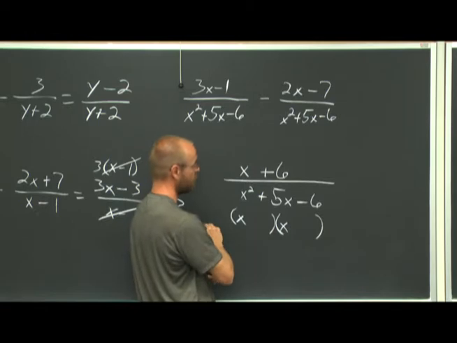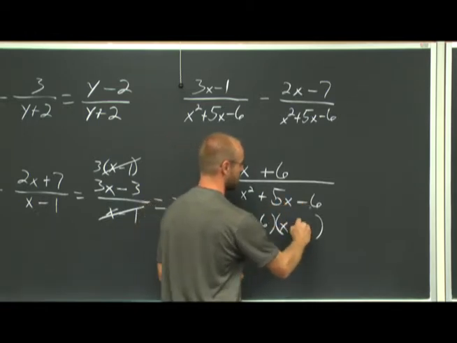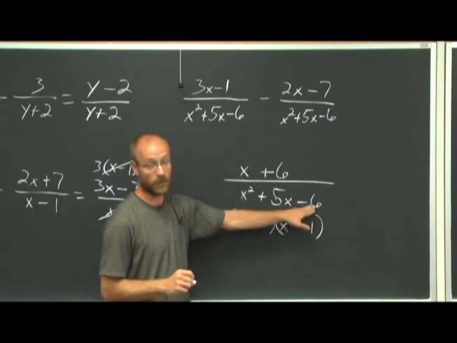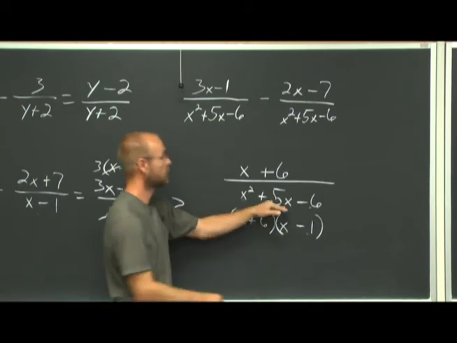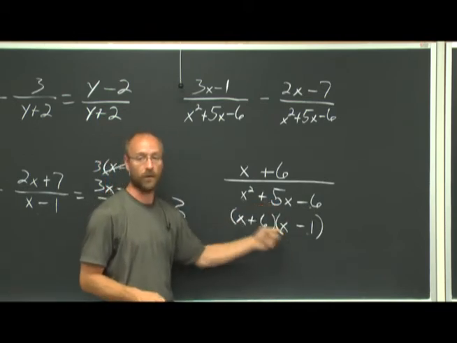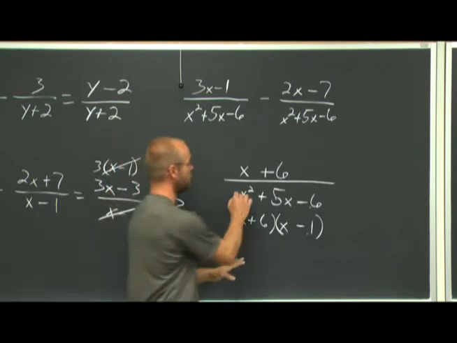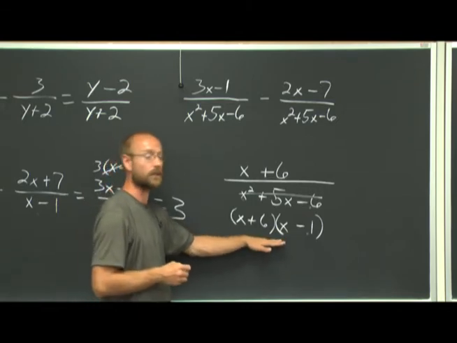x times x is x squared. And the factors of negative 6 that sum to 5 are positive 6 and negative 1. 6 times negative 1 is negative 6. 6x's minus 1x is a positive 5x. If we were to FOIL that out, we'd get right back to this, one way to check our work. So I've dealt with this. I've just factored it. I've changed it a little bit. This is what the denominator is.